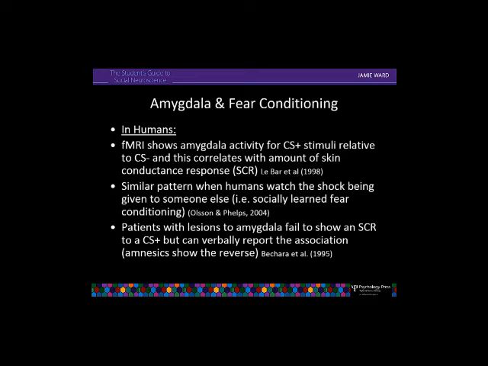Interestingly, amnesics show the opposite profile. So they'll say, I have no idea what these tones mean or what they predict, but when they hear one tone, they start sweating. So they've learnt that through a different route. So the amygdala stores the actual fear association, while the hippocampus seems to be storing something about the event or the narrative, the context around this, if you will.